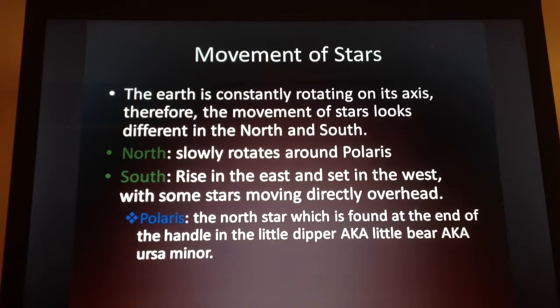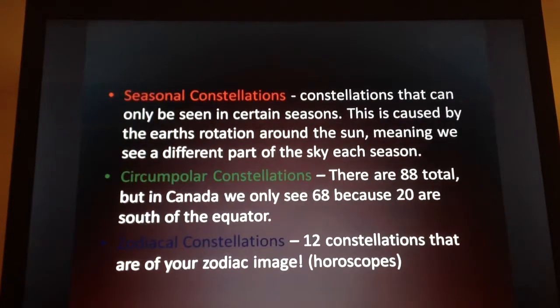If you're in the south and looking at the stars, it seems that they rise in the east and set in the west. And some just move directly overhead, like they don't move in any pattern besides overhead perfectly. Now there's three types of constellations. There's seasonal constellations, and because the Earth rotates around the sun, we see a different part of the sky each season. So that means we see different constellations every season.